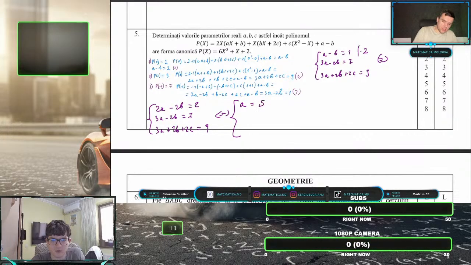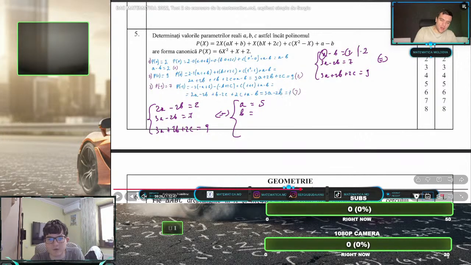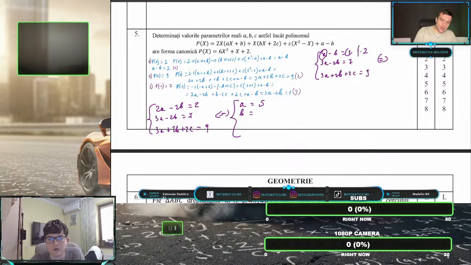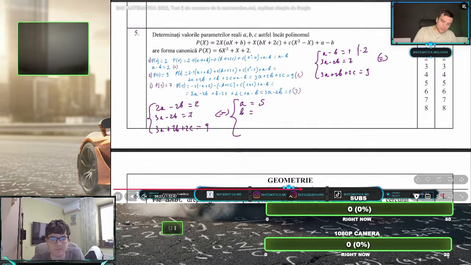And so equal with 7 minus 2, that's 5. So b will be, from that expression, a minus b equals 2, so minus b is going to be equal with minus a plus 2, so minus 5 plus 2. So that's going to be minus 3, switch the sign, so b is going to be 3.